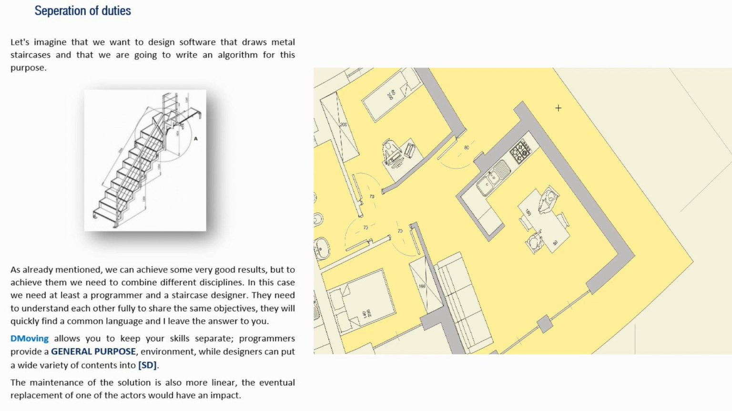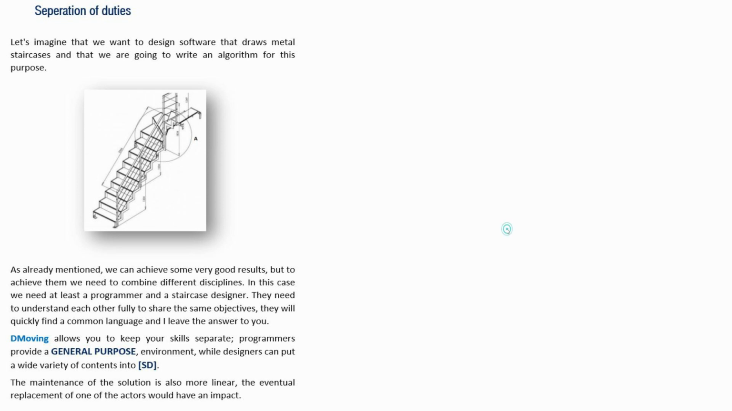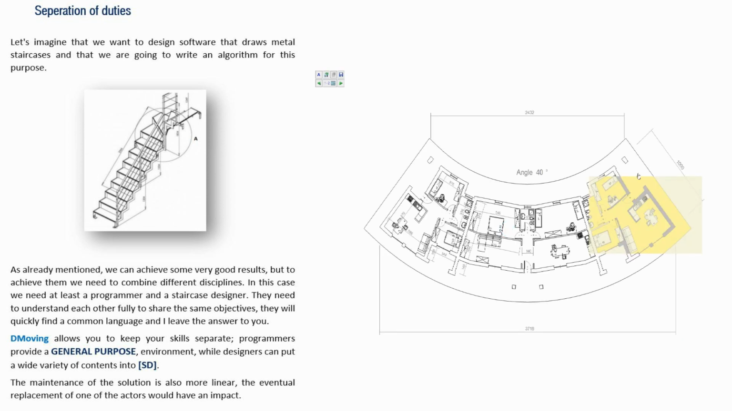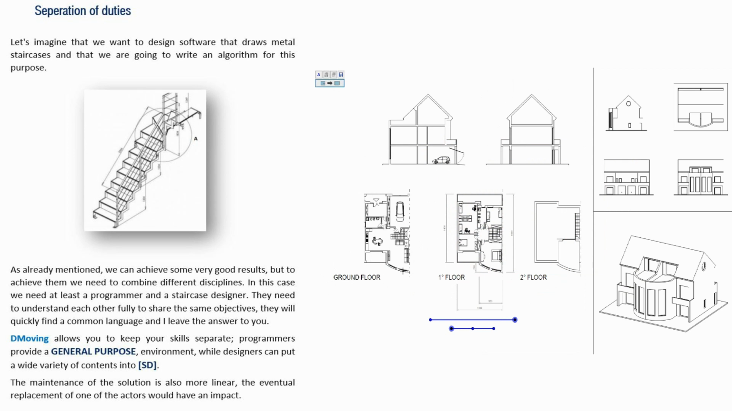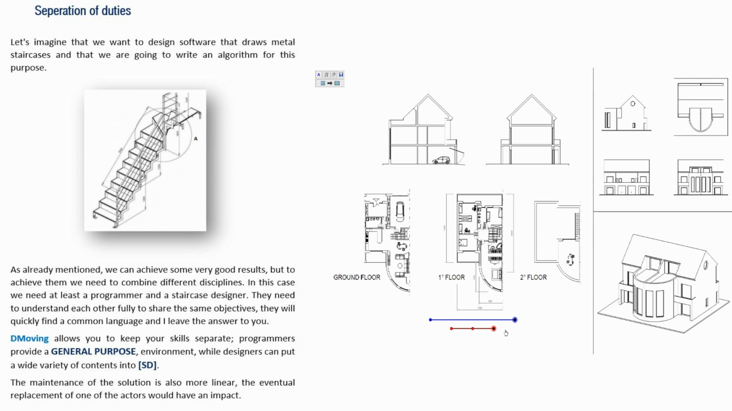Separation of duties. Let's imagine that we want to design software that draws metal staircases and that we are going to write an algorithm for this purpose. As already mentioned, we can achieve some very good results, but to achieve them we need to combine different disciplines. In this case we need at least a programmer and a staircase designer. They need to understand each other fully to share the same objectives. They will quickly find a common language and I leave the answer to you.